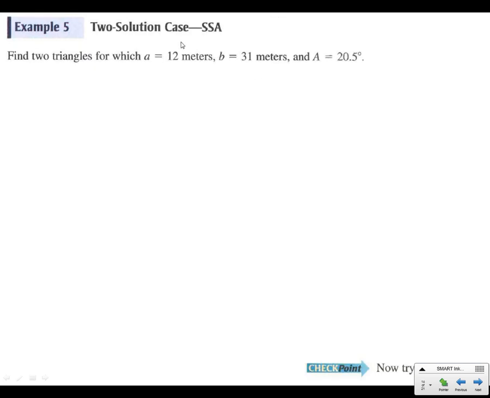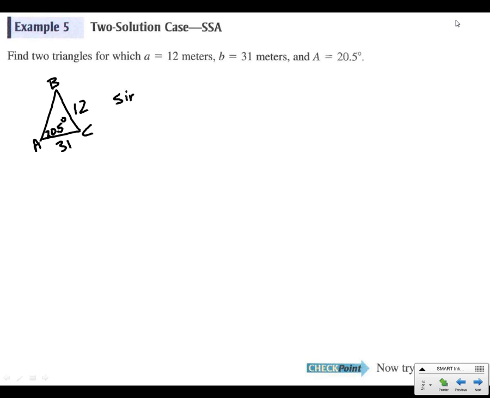All right, so let's talk about the two solution case. Find two triangles for which a equals 12, b is 31, and A is 20.5. So let's draw ourselves a nice triangle. And we've got, that's A, and this is 20.5 down here at A. We'll call this B, and that's 31 down here. And side C we don't know anything about at all.